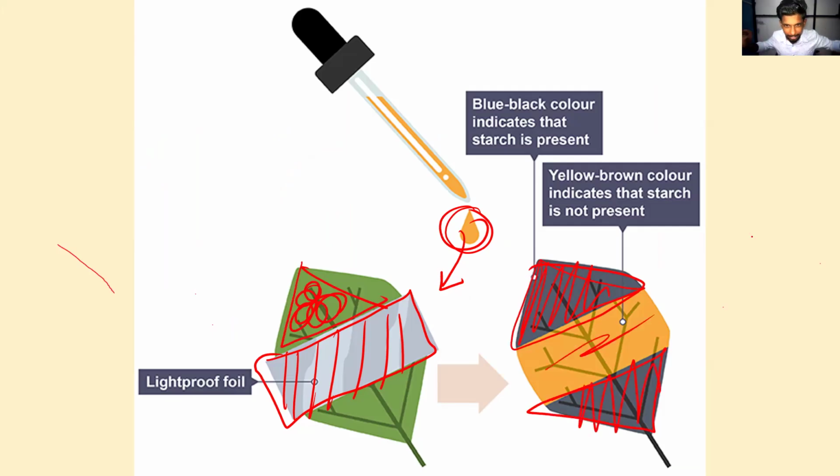But the middle part, the center part, we don't have the starch. Why don't we have the starch at that place? Because in that area there's no sunlight. If there's no sunlight, no starch. If there's no starch, after adding the iodine, you can't observe any color change. The brown color will be brown color itself.